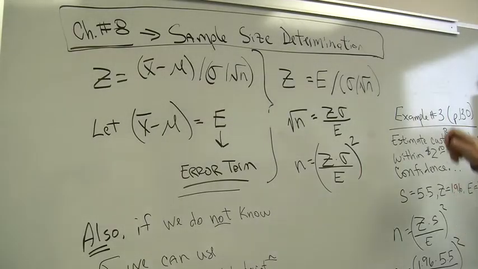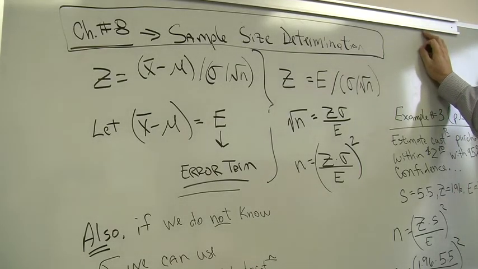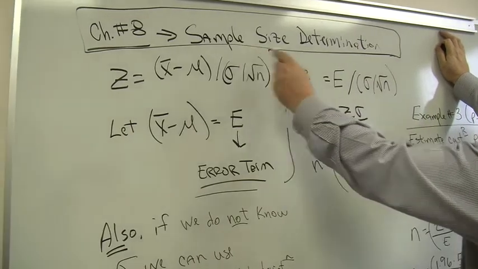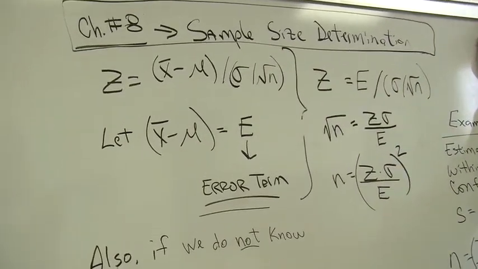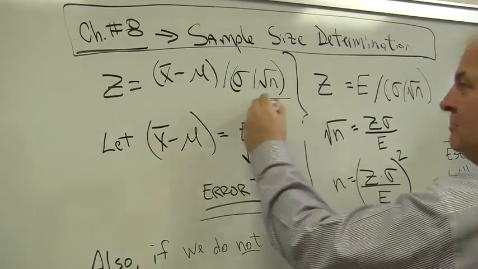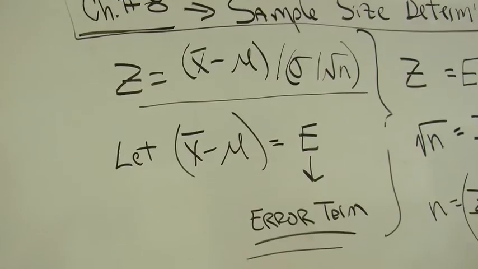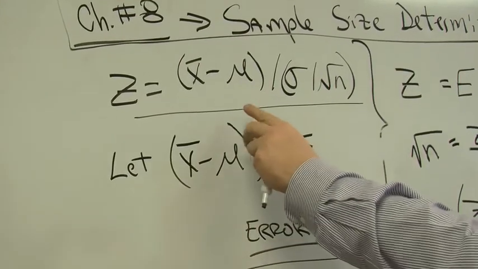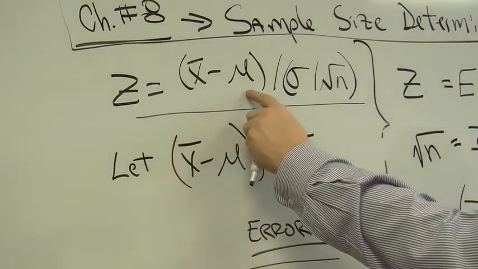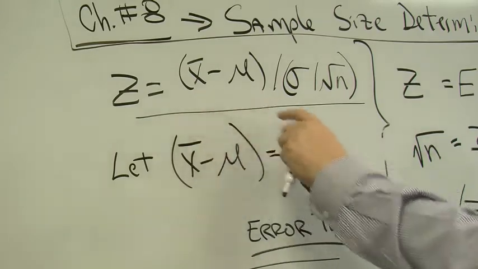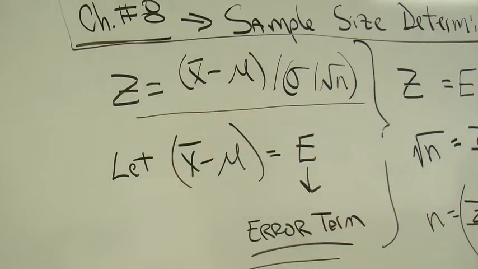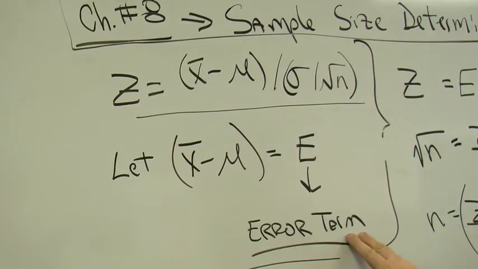Okay, now in this mini lecture for Chapter 8, we're strictly going to focus on sample size determination. Might sound like a broken record, but I'm going to take you back to this formula that we learned in Chapter 7. And I remind you that we're going to set the quantity x bar minus mu, in other words, the numerator of this formula, to E and consider it for the moment to be our error term, or the amount of error that we're willing to tolerate.